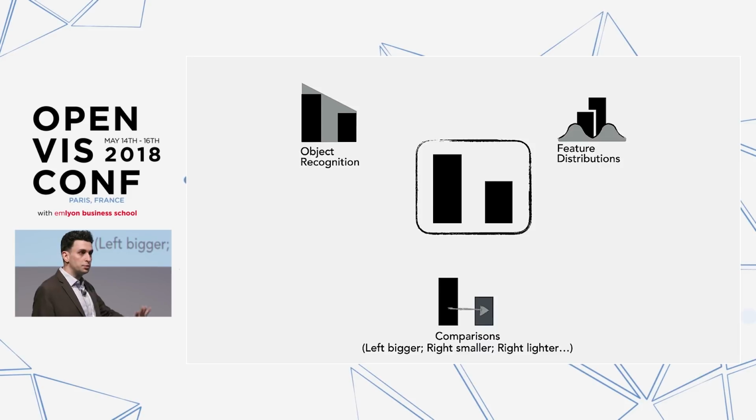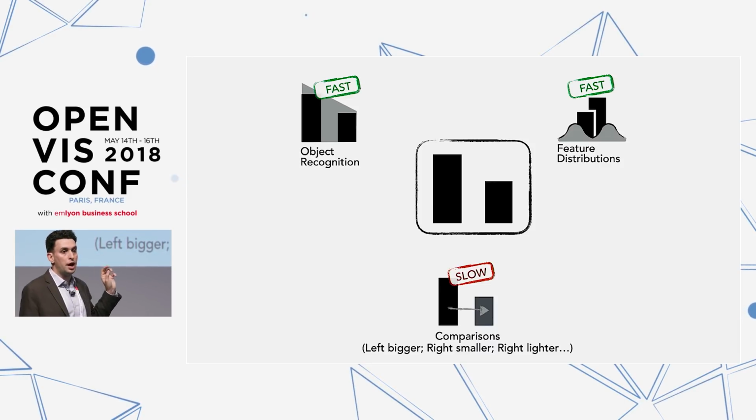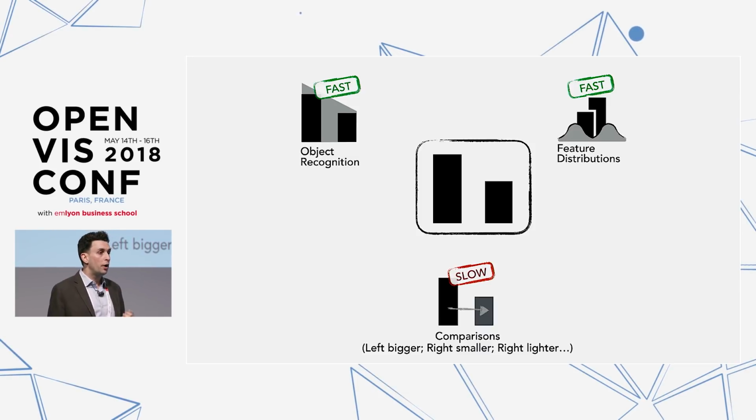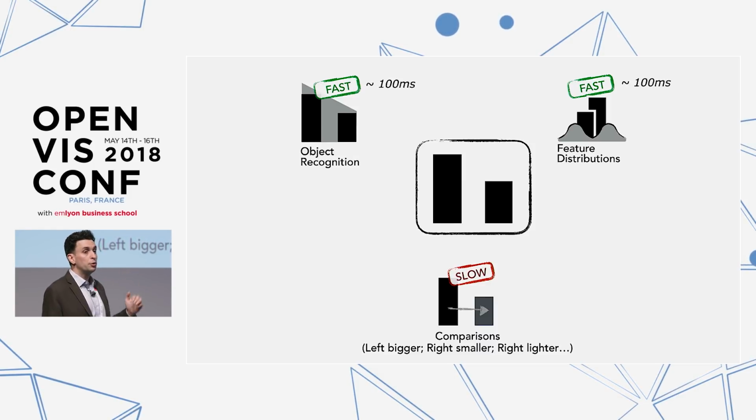Critically, we'll go into each of these 3 systems in more detail, but the important division between them is that the 2 on the top operate extremely quickly. In around 100 milliseconds, you can recognize an object, or you can pull out feature distributions from the scene in front of you. The one at the bottom takes on the order of seconds to pull out these individual comparisons, which act like sentences that you have to say to yourself in your head, even in your visual system.